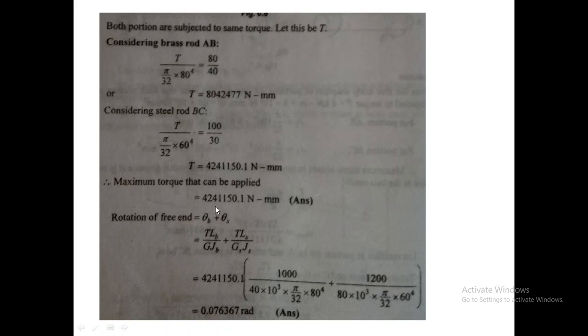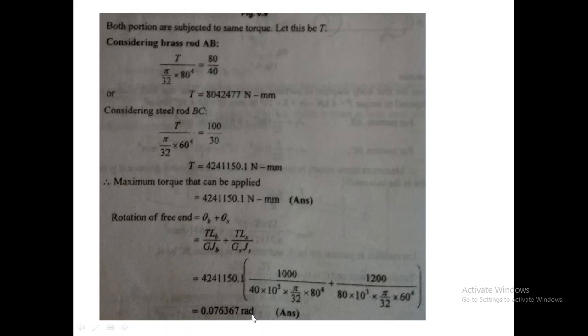Now you can find the angle of twist at the free end. It is nothing but the summation of the two portions of the bar. So if you calculate the angle of twist for the brass portion and the steel portion, taking the maximum torque as 4241 kilonewton millimeter, that is the maximum torque that can be applied, you can calculate the angle of twist. You will get it as 0.076 radians.